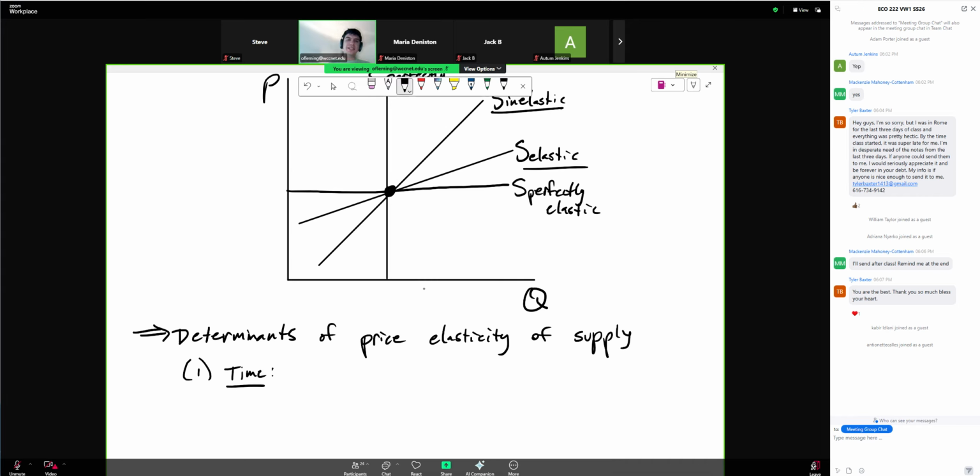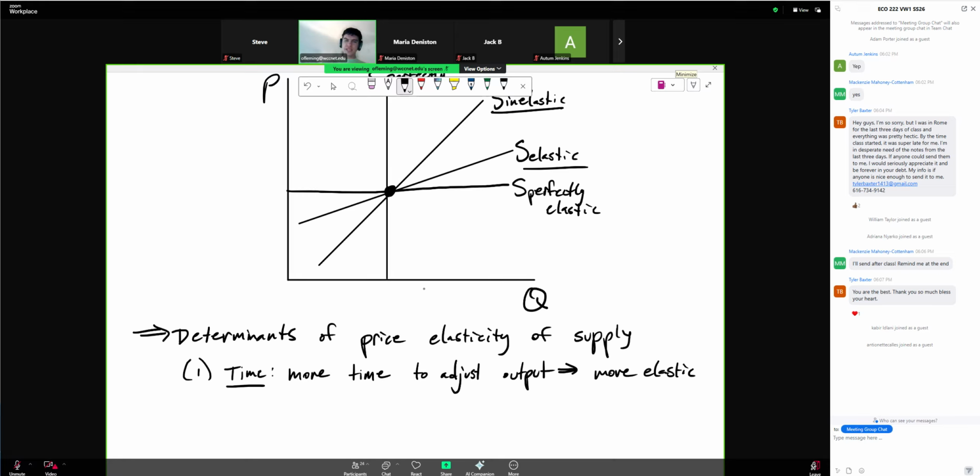Just like with price elasticity of demand, the more time that a firm has to adjust output in response to a price change, the more that they can adjust output, right? If a firm has already sent all of their units to market and the price goes up, they can't do anything about that. Okay. So the more time that a firm has to adjust output, that makes the supply curve more elastic.